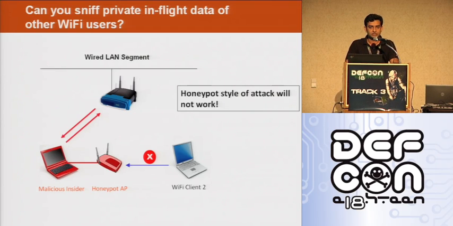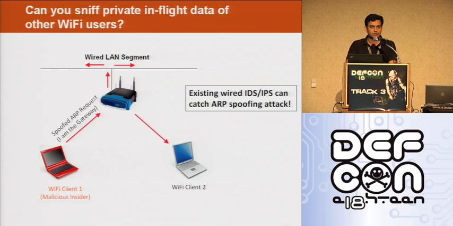So what are the other options available? We can think of launching a man-in-the-middle attack in the conventional, old style, with the help of an ARP spoofing attack. But today's networks are much more secure than they used to be. There are security systems which can detect ARP spoofing attacks. Wired IDS, IPS, or even switches have the capability to detect it. So if you launch an ARP spoofing attack, the chance of getting detected is very, very high.